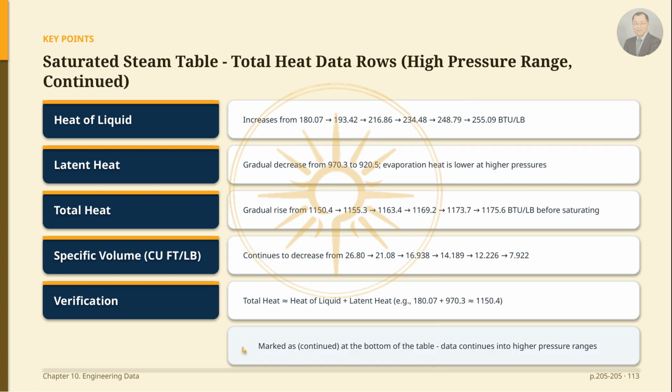I'd like to introduce the data rows for the high-pressure range of the saturated steam table. In this range, the enthalpy of liquid starts at 180.07 BTU/lb and continues to increase through 193.5, 216.86, and 234.48 up to 255.09 BTU/lb.